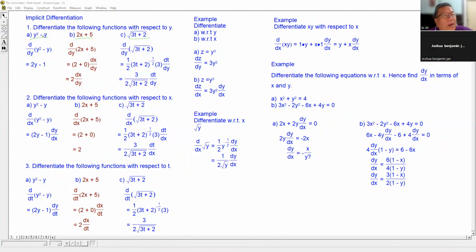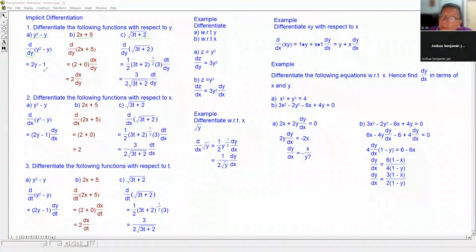Now, if this is y, I want to differentiate with respect to y. Differentiate with respect to y means d dy. If the bottom is dy, it means differentiate with respect to y. So what is d dy of this thing? It's 2y minus 1: differentiating y squared becomes 2y, differentiating y becomes 1.